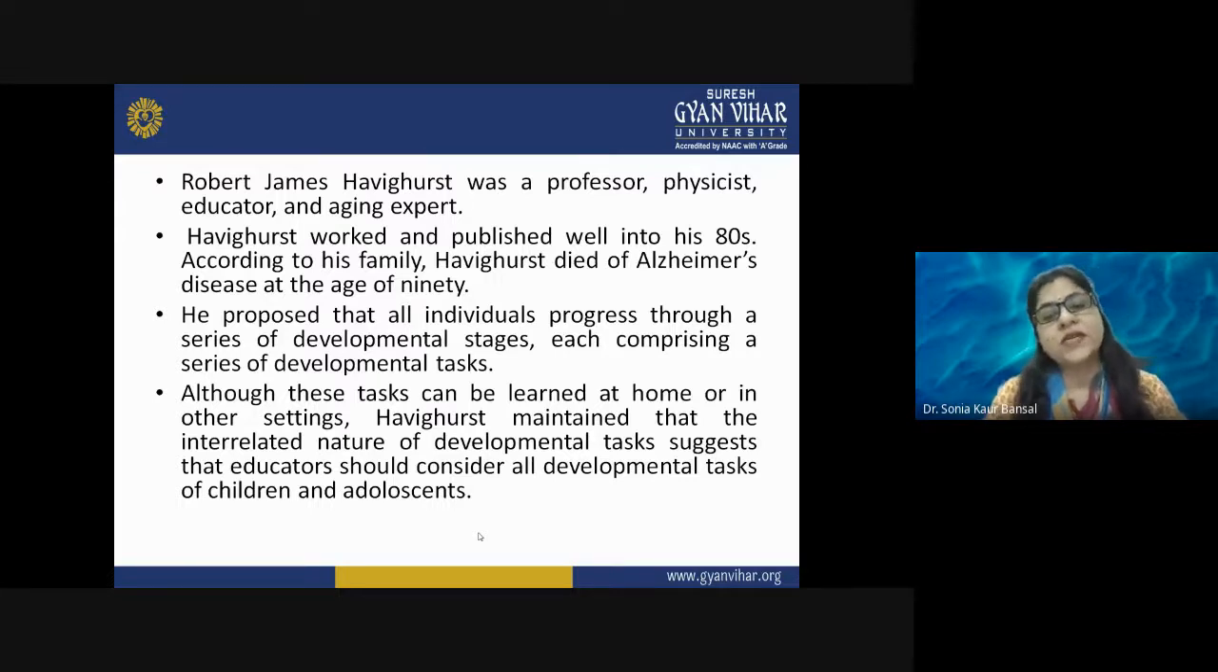Robert Havighurst proposed that all individuals progress through a series of developmental stages, each comprising a series of developmental tasks. It means that whether it is childhood or adolescence or any other stage of human growth and development, there are some particular tasks which have to be completed in that stage only. Although these tasks can be learned at home or in other settings, maybe the society environment or the school environment or the peer group, Havighurst maintained that the interrelated nature of developmental tasks suggests that educators should consider all developmental tasks of children and adolescents.